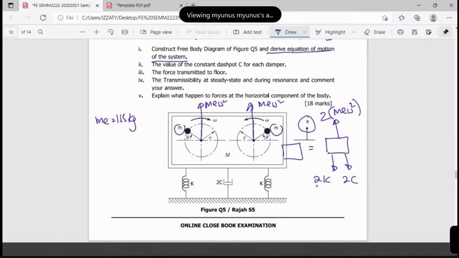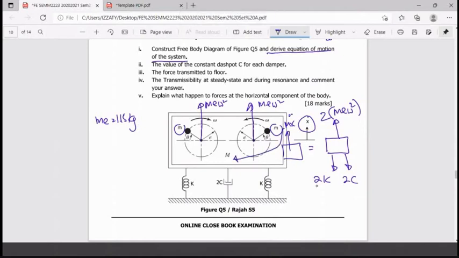Upward, yes. So how do you know? Because follow this one, this one is pointing upward, MX double dots. And this M belongs to the whole M, the big M. The small M belongs to the small M here. Then your equation becomes summation of F equal to MX double dot.